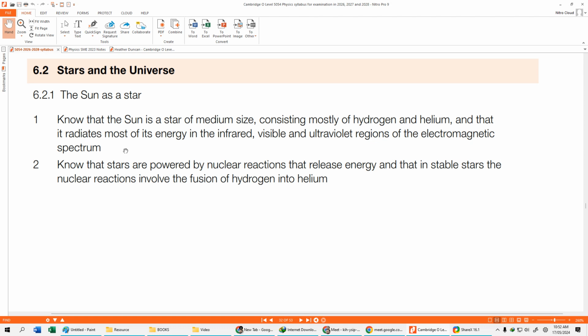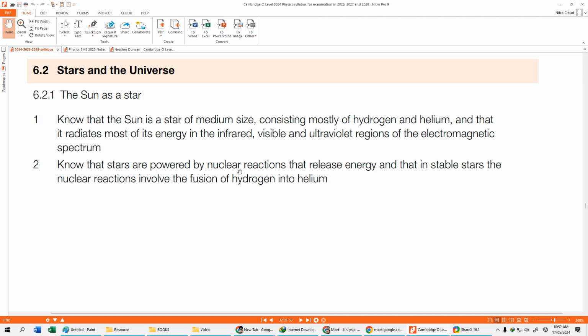In figure 6.2.1 we have, know that sun is a star of a medium size consisting mostly of hydrogen and helium, and that it radiates most of its energy in the infrared, visible and ultraviolet region of the electromagnetic spectrum. Most of its energy comes from these three parts. Know that stars are powered by nuclear reactions that release energy.